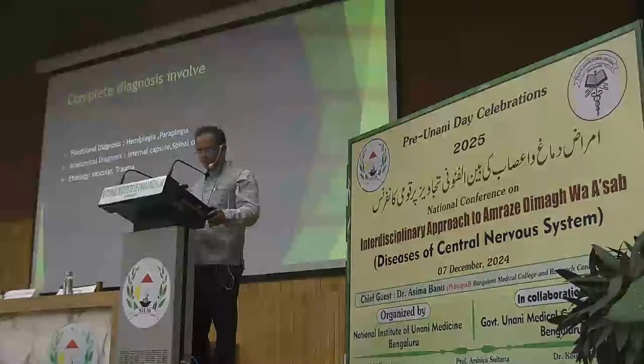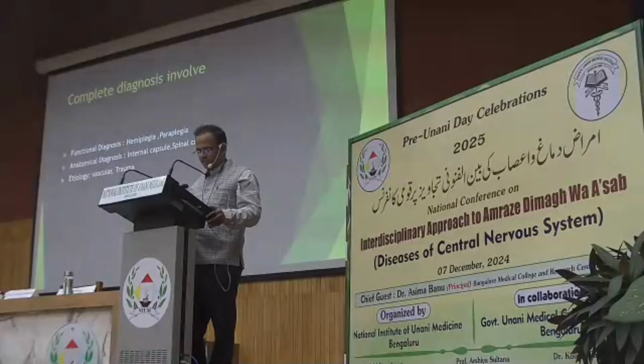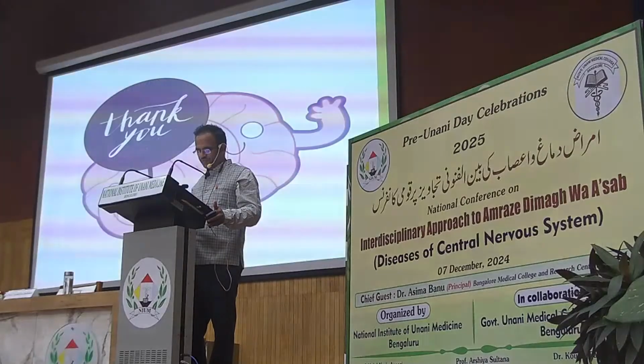Coming to the diagnosis, you will write it in three components: the functional diagnosis, the anatomical diagnosis, and the etiological diagnosis. You have to locate where the damage has happened, which part of the nervous system. For usual hemiplegia, it depends on the internal capsule, and for paraplegia, the spinal cord, and the etiology, whether it is vascular or trauma. You can also write which part of the artery is involved. Thank you.